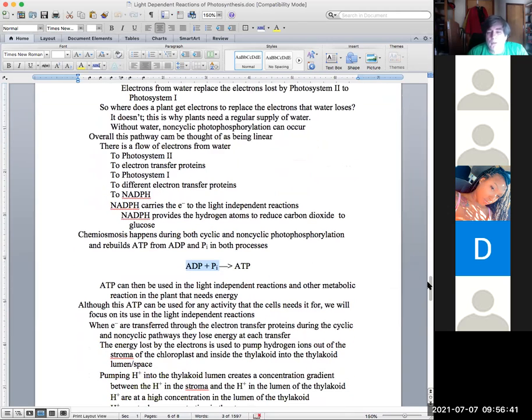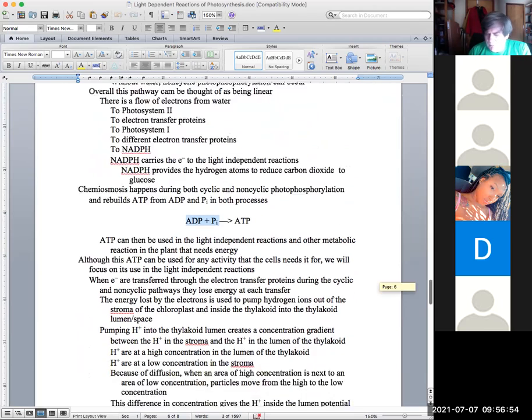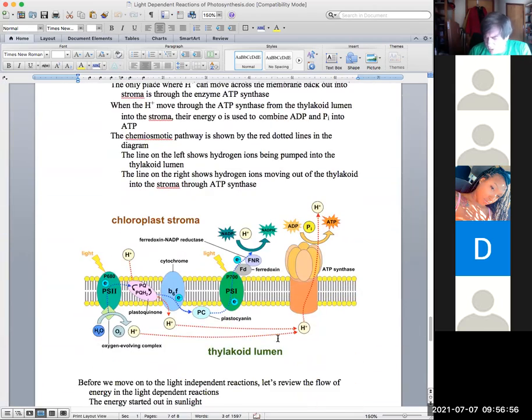So chemiosmosis is going to take ADP and phosphate and combine them to make ATP. Why does that matter? Well, remember, ATP is what cells use for the energy to do everything they want to do. So it's crucial in that respect. So let's look at what happens. So here we have photosystem 1 in the green. We have photosystem 2. Here we have our NADPH being created. And here we have our ATP synthetase.